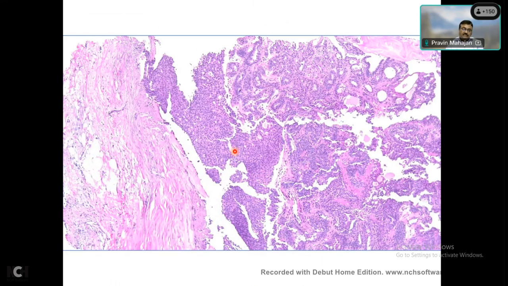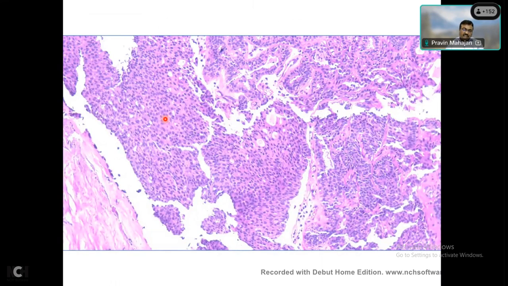But that area which looks solid is giving me a concern because I can see that there is a solid proliferation. Even at low power, one can make out it looks quite monotonous. And if you look at high power, definitely the cells are homogeneous, they are monotonous. So one starts to suspect whether we are dealing with atypia in the papilloma, which could be ADH or DCIS, and then I will use immunohistochemistry to say whether it is actually ADH or DCIS.